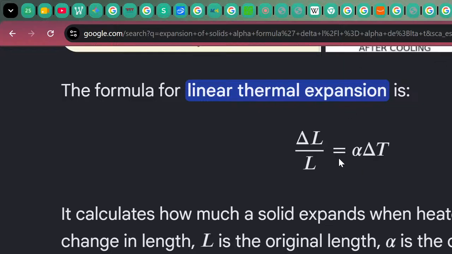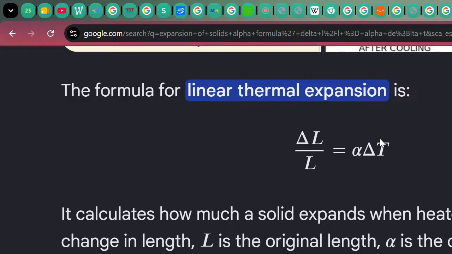Delta L by L, because we are having volumetric expansion, isn't it? Linear length can increase, and volume also changes. So delta L by L is equal to alpha delta T. From this equation we can understand the rate of change when the length is varying, the difference in original length.